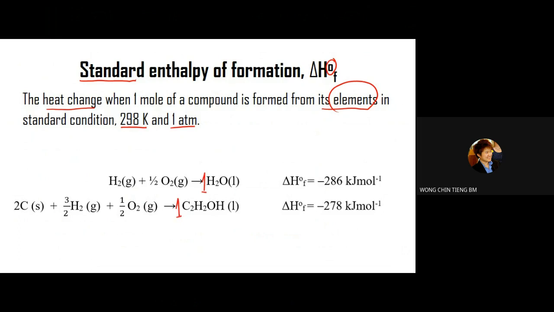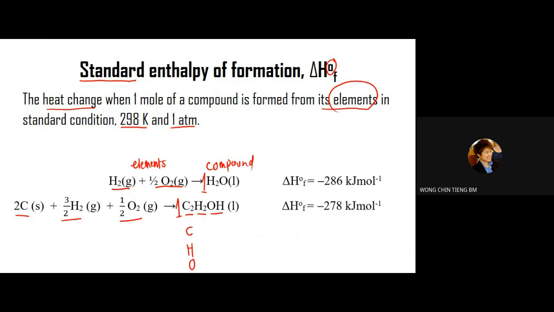And what is actually an element? Remember the boxes in the periodic table? If something sits in a box of the periodic table, it is an element. So for example, in H2O, you have hydrogen gas and oxygen gas. That is your elements, this is your compound. So one mole falls on the compound. So in C2H5OH, what do I have? I have carbon, hydrogen, and oxygen. See? You need to balance your chemical equation based on one mole of the compound. I need two carbon, hydrogen is 3 (H2 coefficient 3), oxygen is a half.